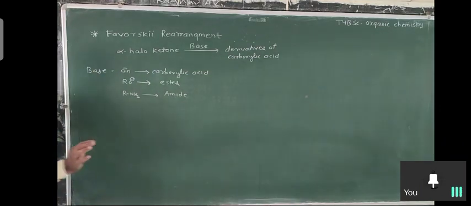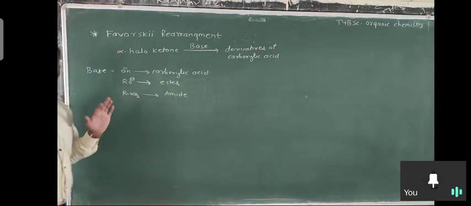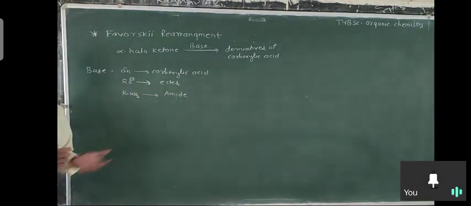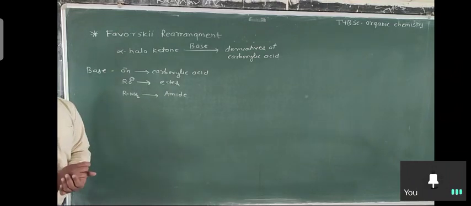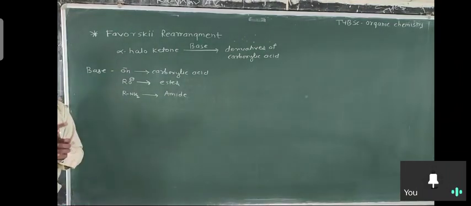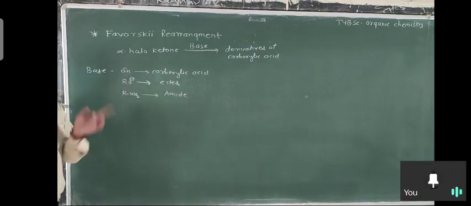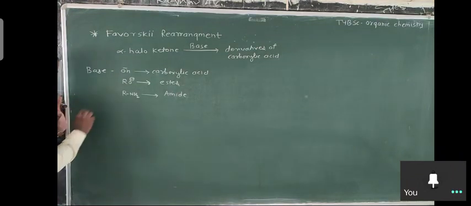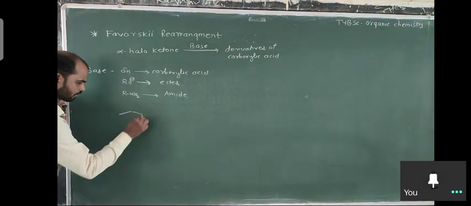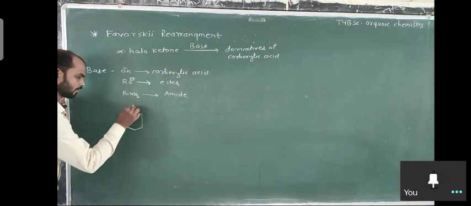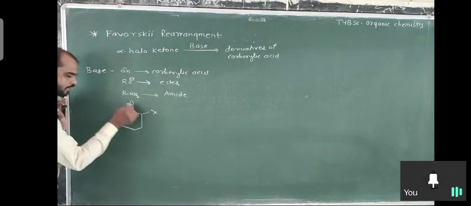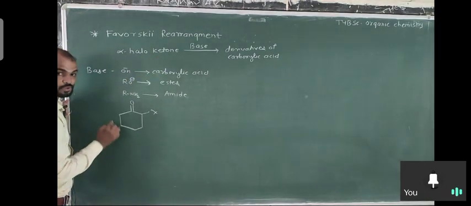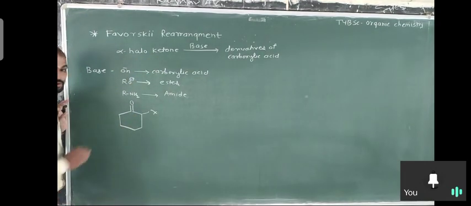So what is the general reaction? The overall reaction undergoes ring contraction. If cyclic haloketones are used, they undergo ring contraction, meaning the size of the ring decreases. This is a ring contraction. So what is the overall reaction? Suppose we take a cyclic ketone, an alpha haloketone, with the halogen at the alpha position.